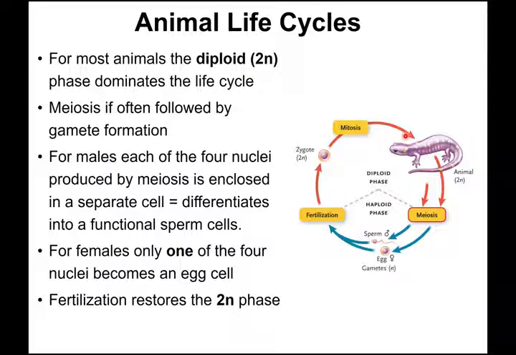Now, when you compare the life cycle of animals to the one of plants, there are big differences. The cycle is the same, but the main difference is that animals spend the vast majority of their time in the diploid phase. Think about yourself, for example. You are diploid. Go look in the mirror. All you're looking at is yourself.